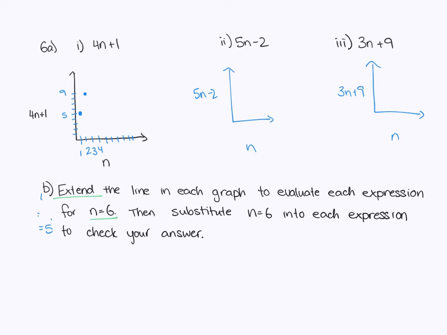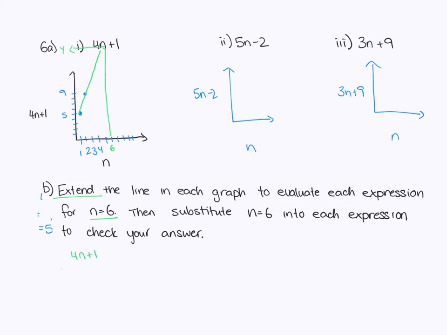Question B asks you to start by extending the line in each graph to evaluate each expression for n equals 6. So to do that, you would just connect the dots and keep them going. I know our graph doesn't go high enough, but then you would look at, okay, here's where n is 6. So you would line this up with your ruler until it met the graph and then go over to see what the y value is that it matches up with.